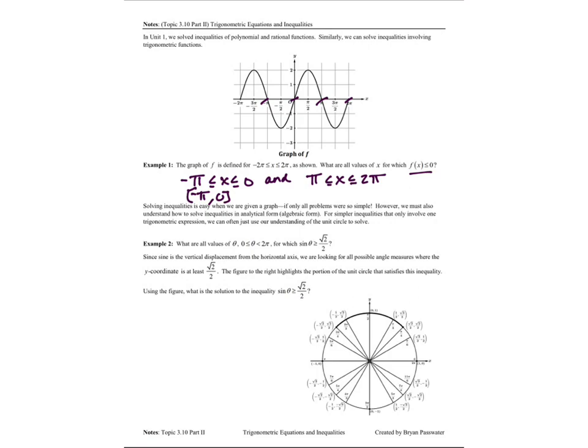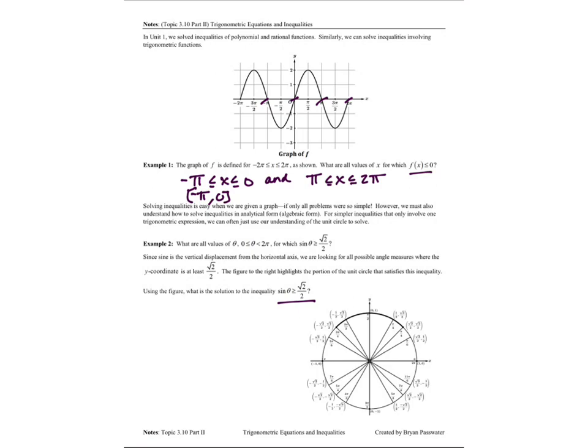Okay, Truett, you're about to kill this. You like this, promise. It says, using the figure, what's the solution to the inequality where sine theta, so this is my y value, is greater than or equal to square root 2 over 2? So where are my sine values greater than or equal to square root 2 over 2? Pi over 4 to what? Pi over 4 to 3 pi over 4.